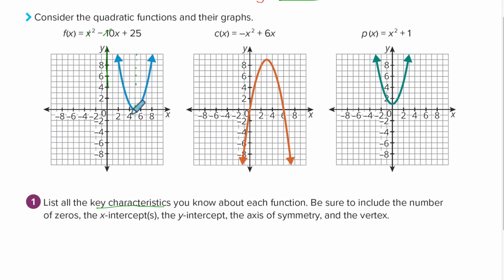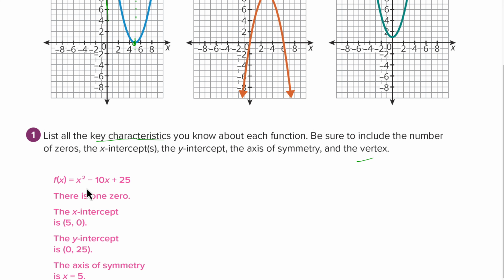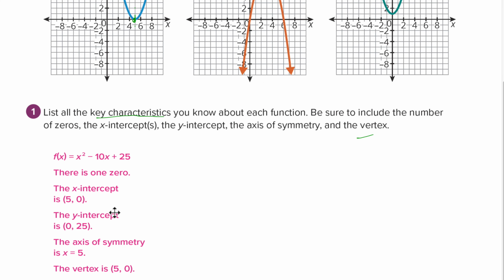And then once I have that x equals 5, I can plug it into the equation. So we would plug in a 5 here. We would get 5 squared is 25 minus 10 times 5, which is 50. And then plus 25. All that works out to 0. So the vertex would be (5, 0), which appears to work out right here. I'm going to write all of these characteristics down for the blue graph right here. All right, there's 1 zero, the x-intercept, the y-intercept, the axis of symmetry, and the vertex.